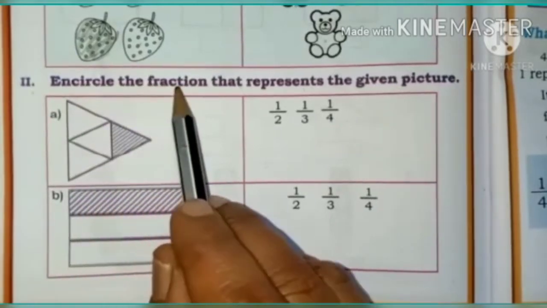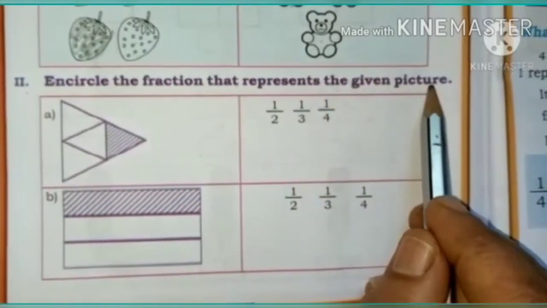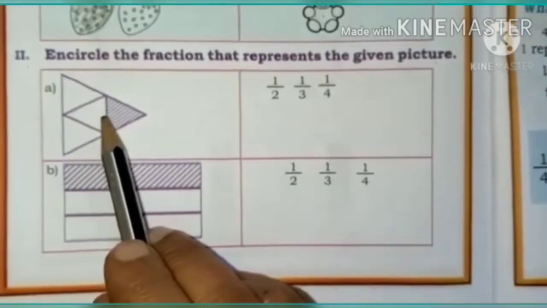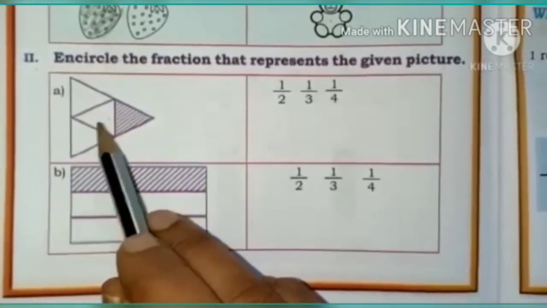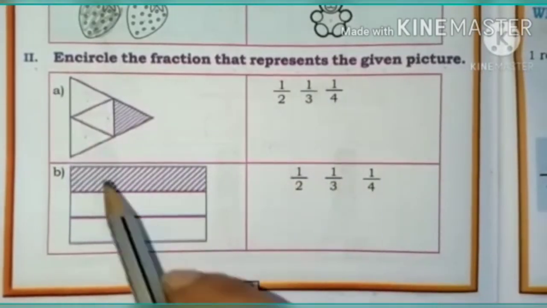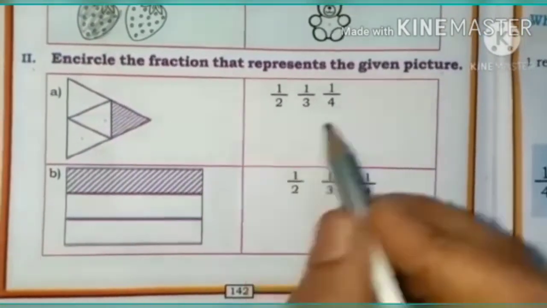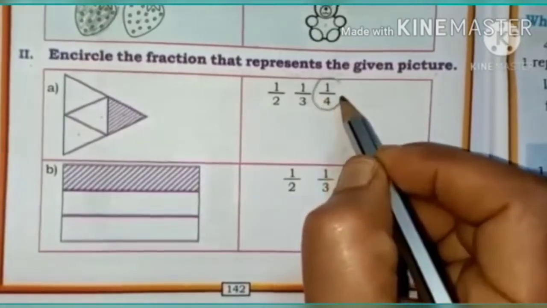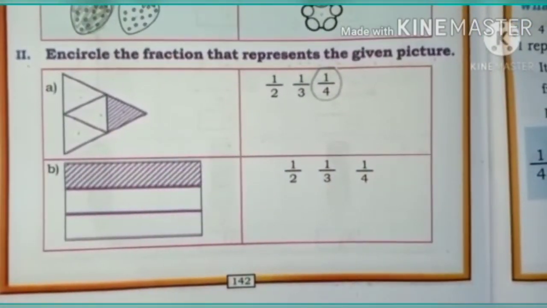Encircle the fraction that represents the given picture. In the above picture, there are 4 triangles and one triangle is shaded. So the fraction form is 1 by 4. So circle the 1 by 4 or quarter.